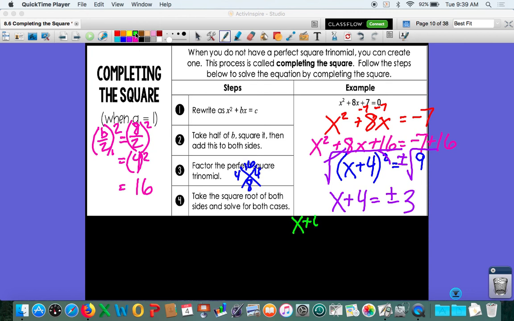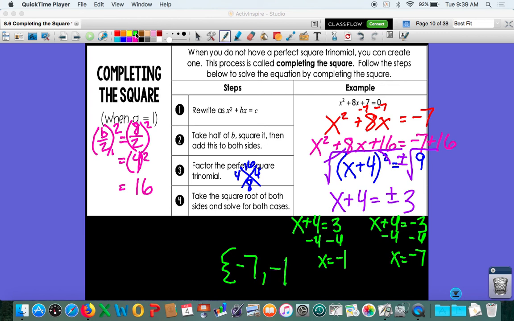X plus 4 equals 3. X plus 4 equals negative 3. Subtract 4 on both sides. So I get x equals negative 1. Minus 4, x equals negative 7. So my solutions, negative 7, negative 1. Okay?